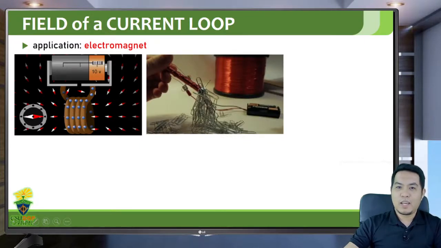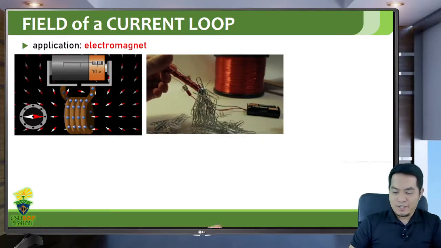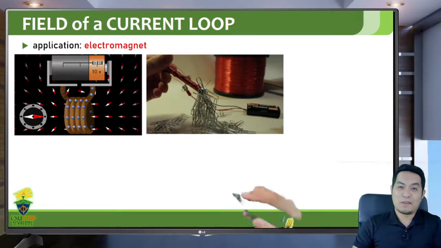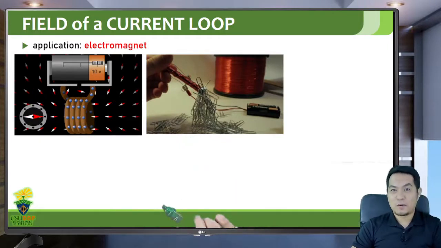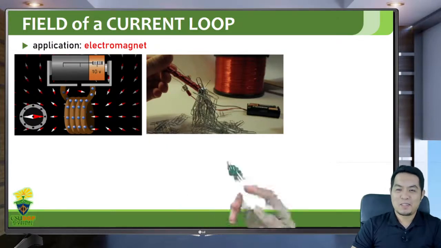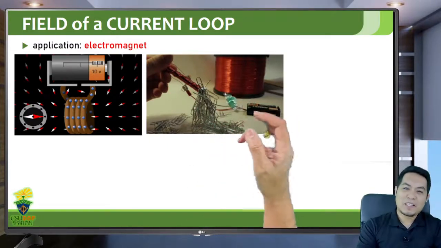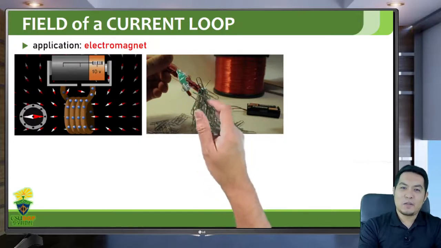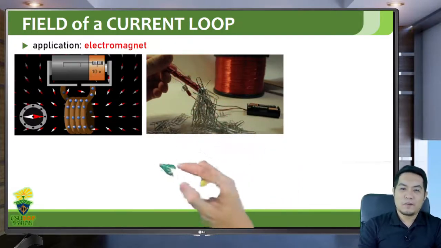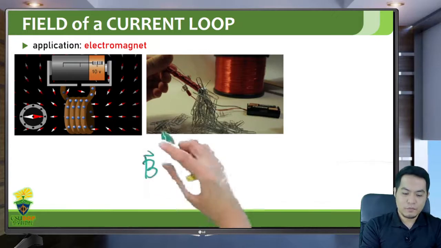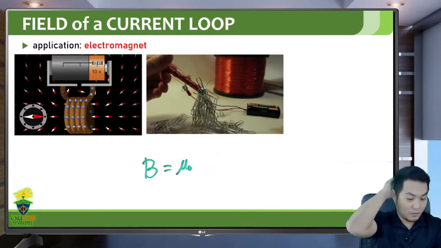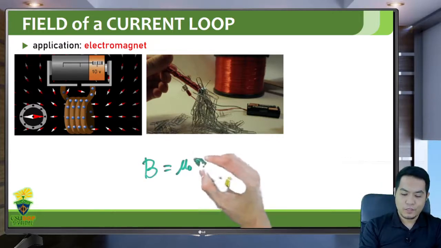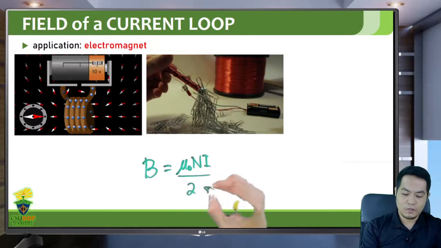If this were the normal face-to-face class, you would actually be making an electromagnet. Sadly, it can't be done because of the new normal, because of the pandemic. But essentially, you would do it like this. By the way, from our equation, it's not a vector, it's just a magnitude. The magnetic field at the center of a current loop is mu naught N I over 2a.